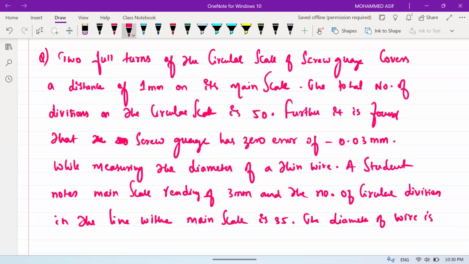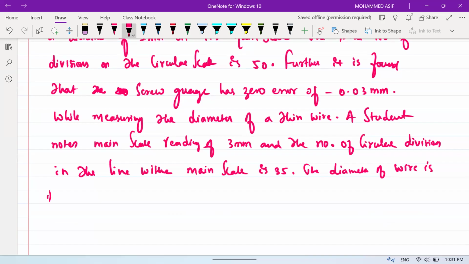Read the question carefully. 2 full turns of the circular scale of a screw gauge covers a distance of 1 mm. That means what? In 2 turns, if I'm making 2 full rotations, the pitch is moving by how much? 1 mm on its main scale. The total number of divisions on the circular scale is 50. Further, it is found that the screw gauge has zero error of minus 0.03 mm. While measuring the diameter of the thin wire, the student notes a main scale reading of 3 mm and the number of circular divisions in line with the main scale is 35. The diameter of the wire is how much?